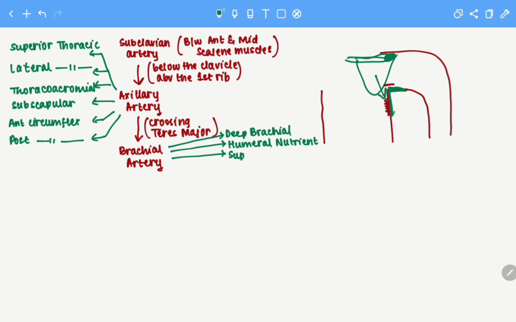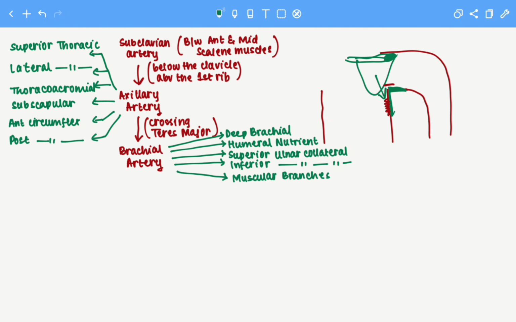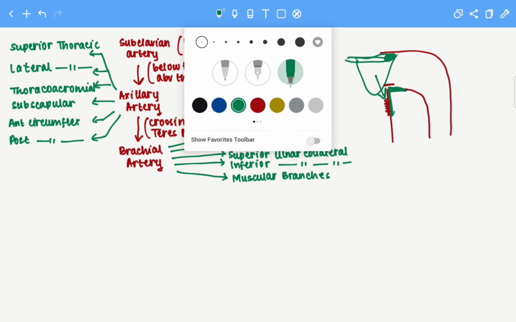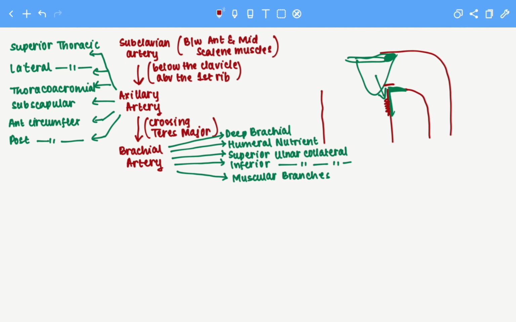the superior ulnar collateral artery, the inferior ulnar collateral artery, and finally we'll be having the muscular branches. Brachial artery, upon reaching the cubital fossa, will give rise to 2 arteries, the radial artery and the ulnar artery.